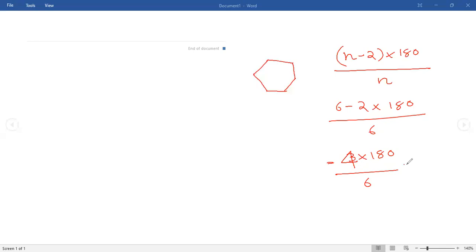So 4 into 180, if you multiply, you will get a value. 4 into 180 will be 720, isn't it? 2 into 180 is 360. 4 into 180 will be 720. 720 divided by 6, the answer will be 90 degree. Clear?